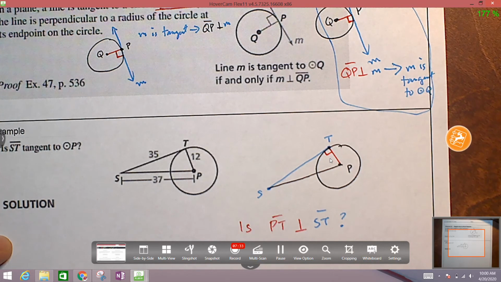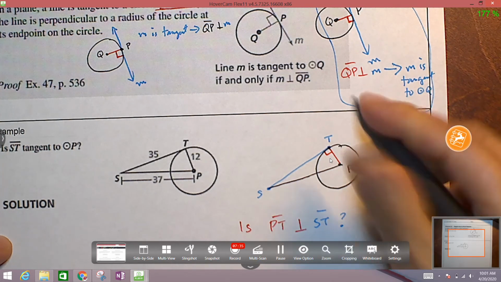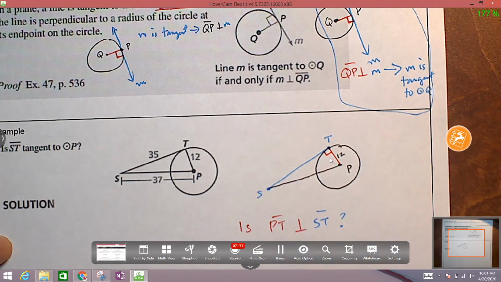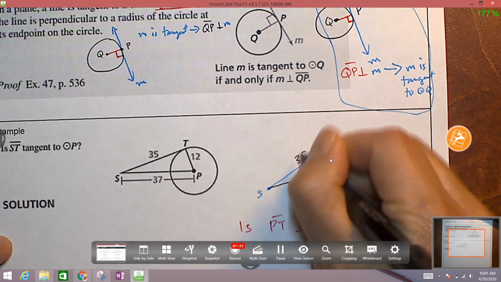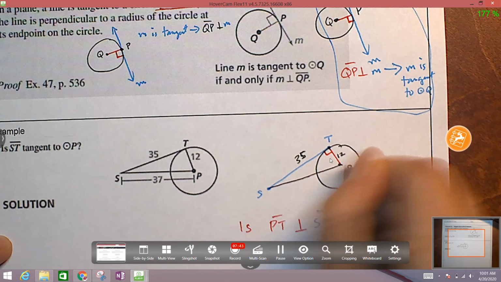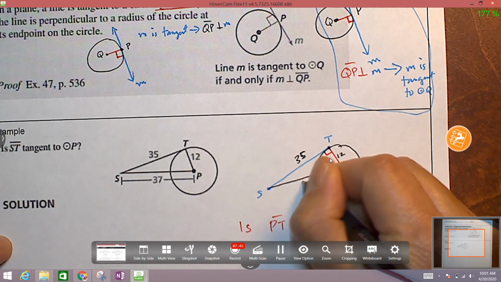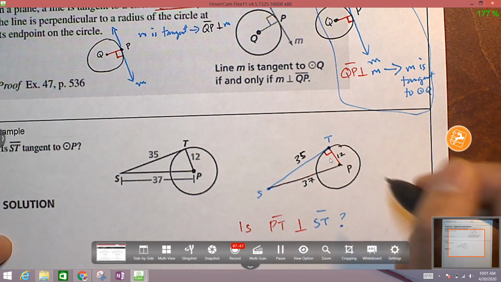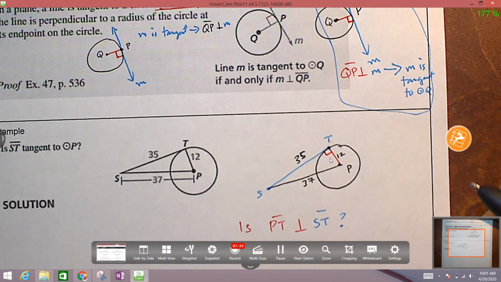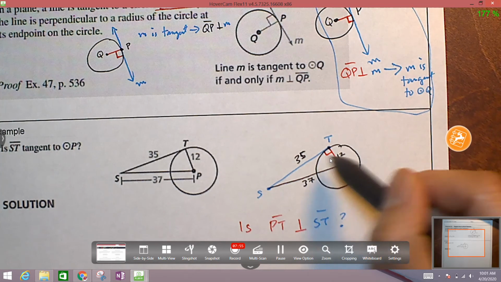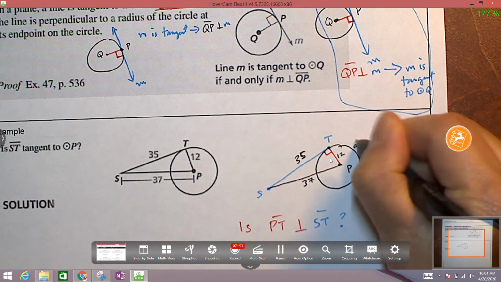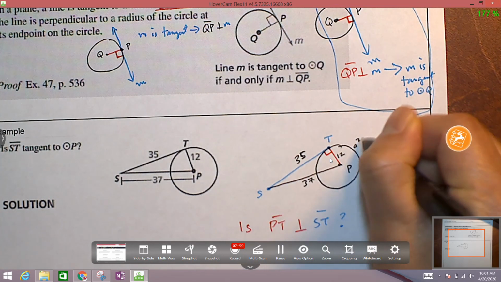So we're given some measurements here. We know that the radius is 12 units long. We know that segment ST is 35 units long, and we're given that segment SP is 37 units long. So we're going to use the Pythagorean theorem. Technically, it's the Pythagorean converse, but we want to see, does a squared plus b squared equal c squared?